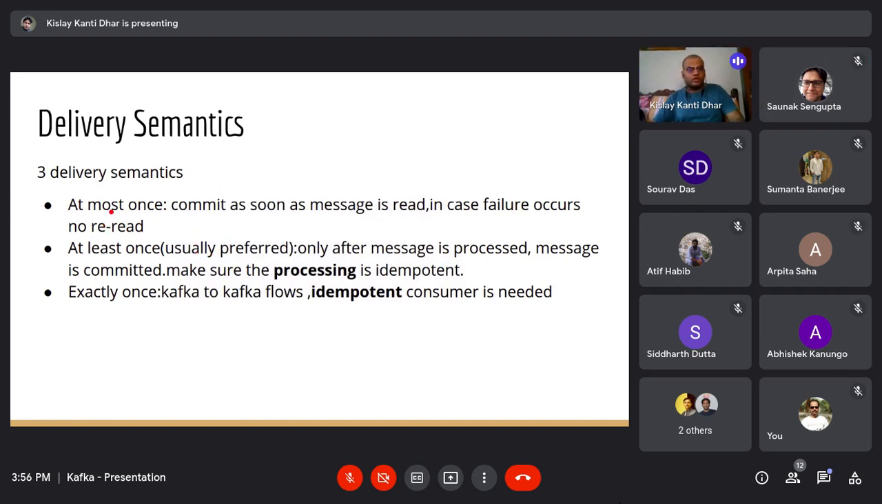Okay, fine. So at most once and at least once. Exactly once, I think, is for Kafka to Kafka flows, because we can integrate Kafka to Kafka also, right? So for that case, this exactly once is there for the delivery semantics.